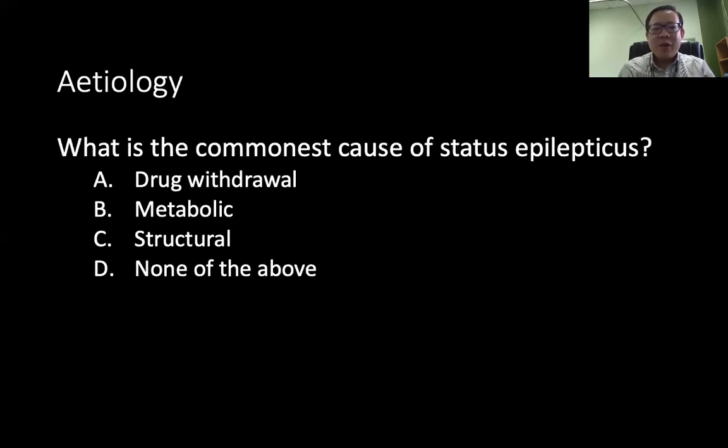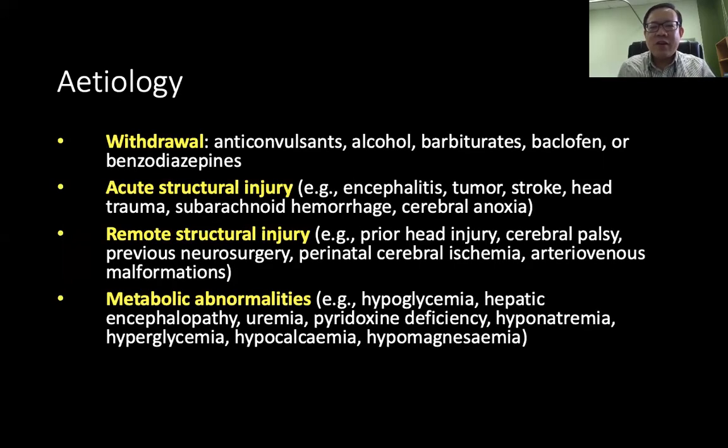What are the commonest causes of status epilepticus? In fact, it is drug withdrawal. Drug withdrawal is one of the commonest causes, partly because many epilepsy patients, as I said, 15% of them have status because they miss their dose or when they are not taking medications. However, there are other causes. For us, we just divide broadly into structural and metabolic.